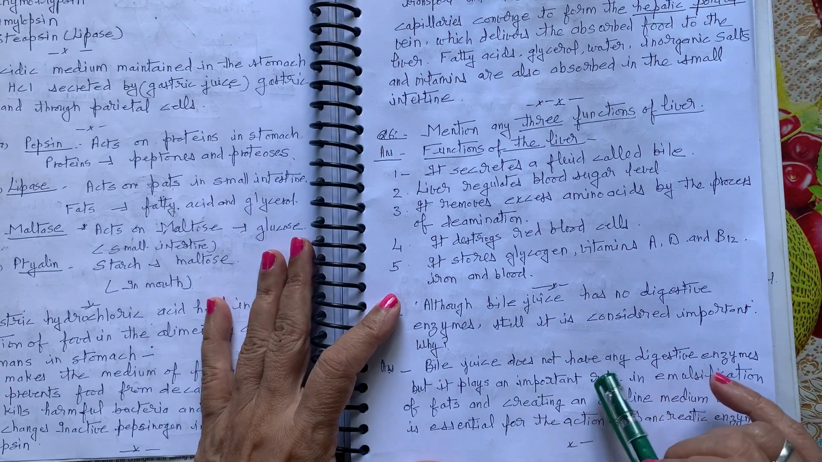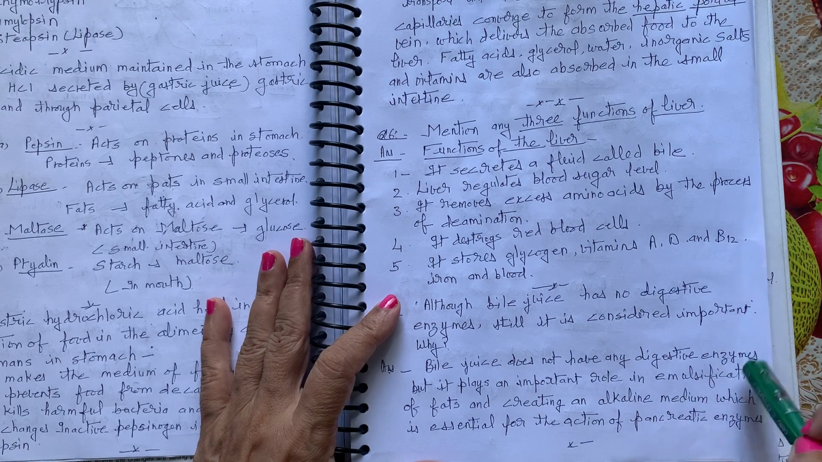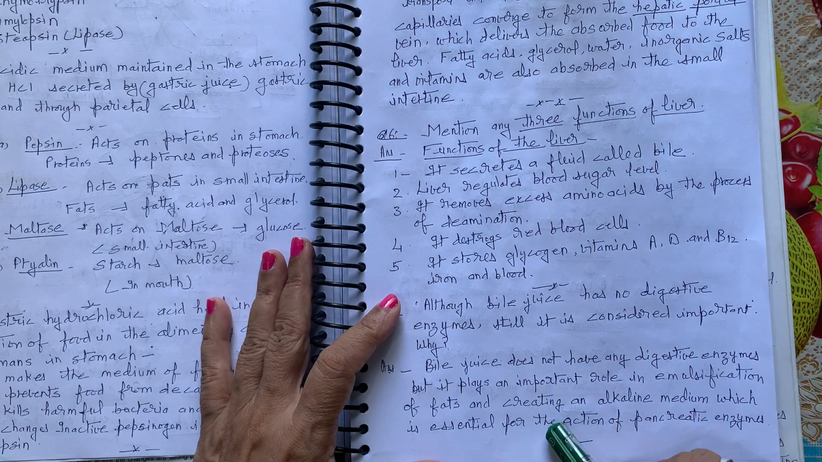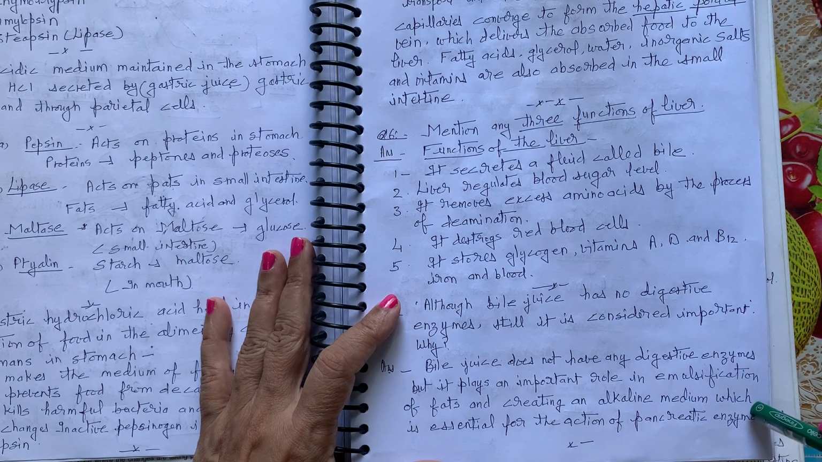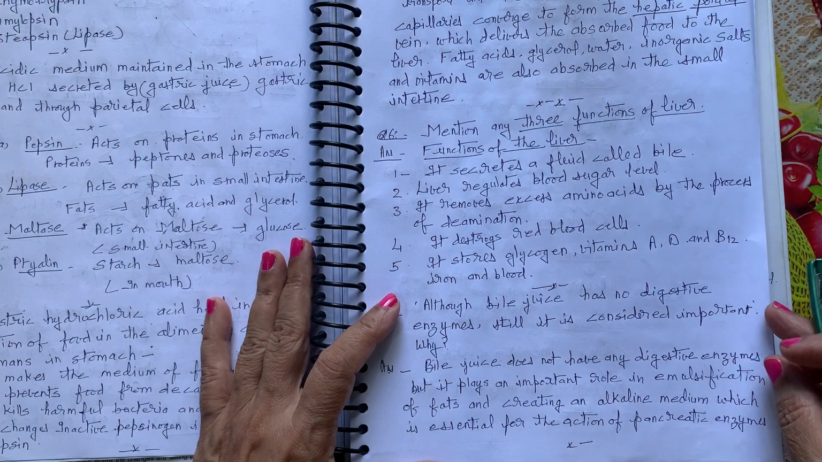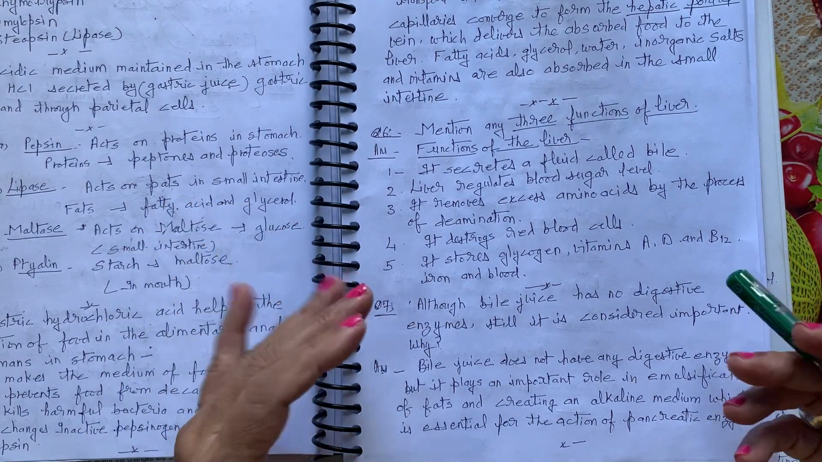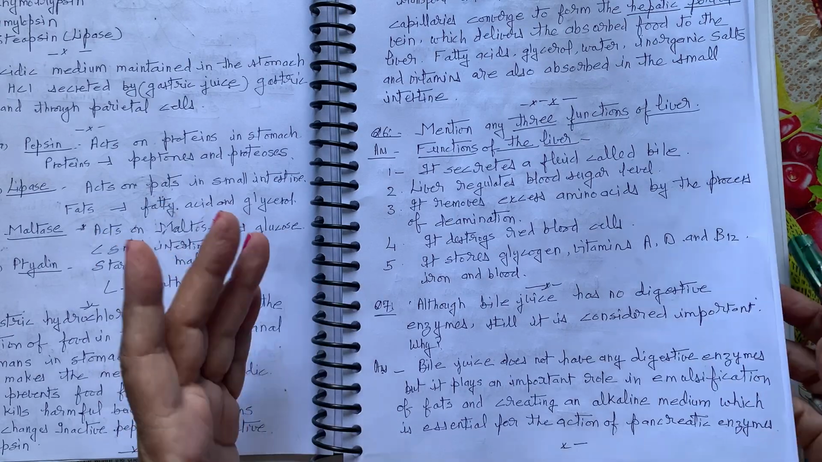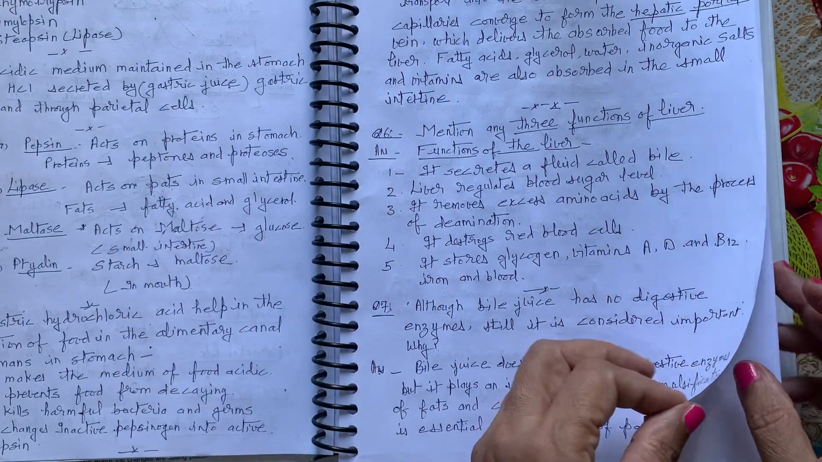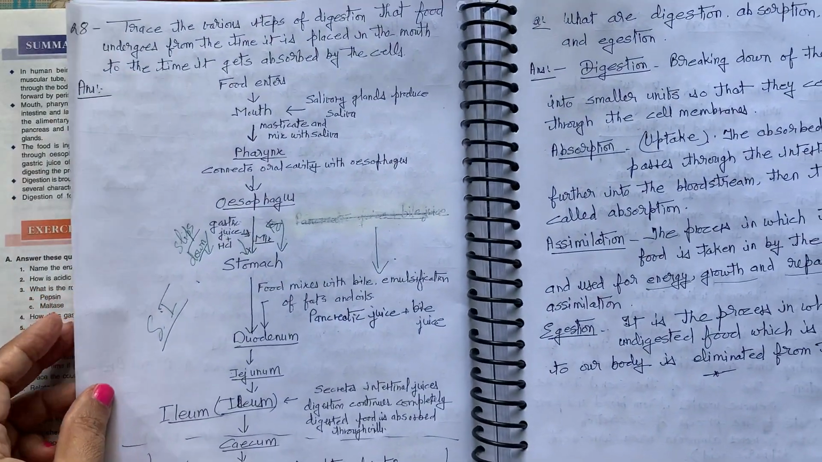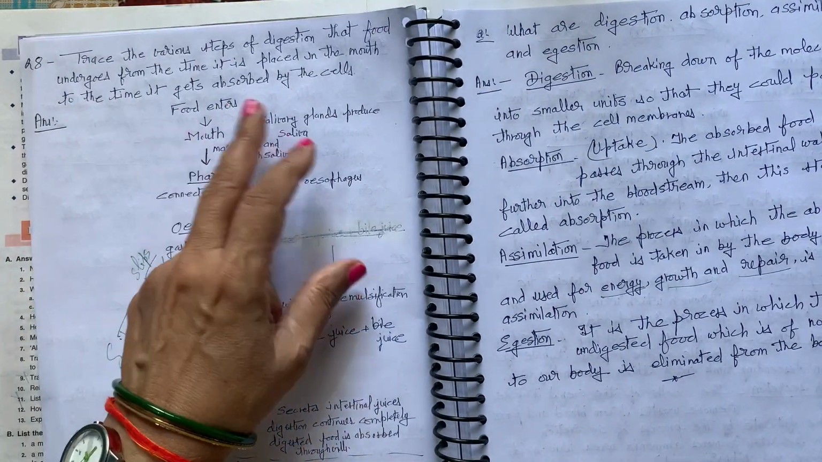Although bile juice has no digestive enzyme, still it is considered important. Why? Bile juice does not have any digestive enzyme, but it plays an important role in emulsification of fats and creating an alkaline medium, which is essential for the action of pancreatic juice. See, bile juice makes the acidic medium of the food alkaline and it helps in the emulsification of fat, so it is essential, right? Okay, now just have a look at the various steps of digestion.